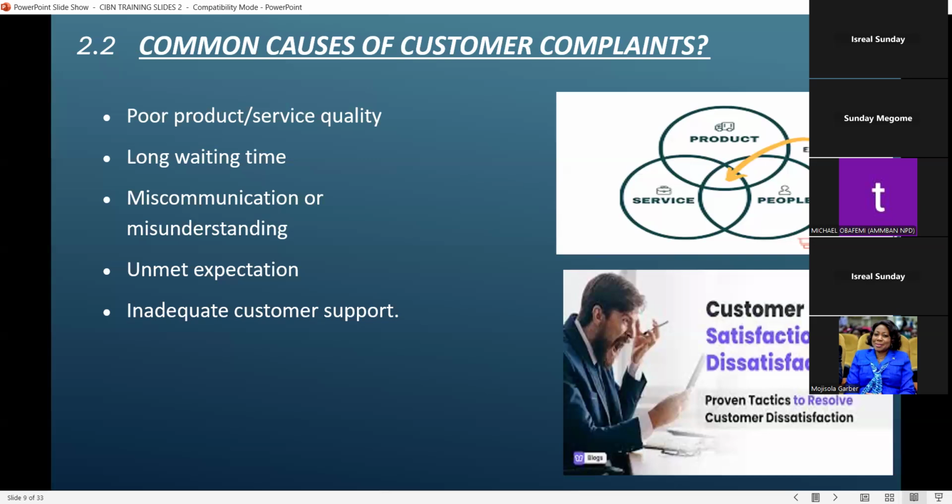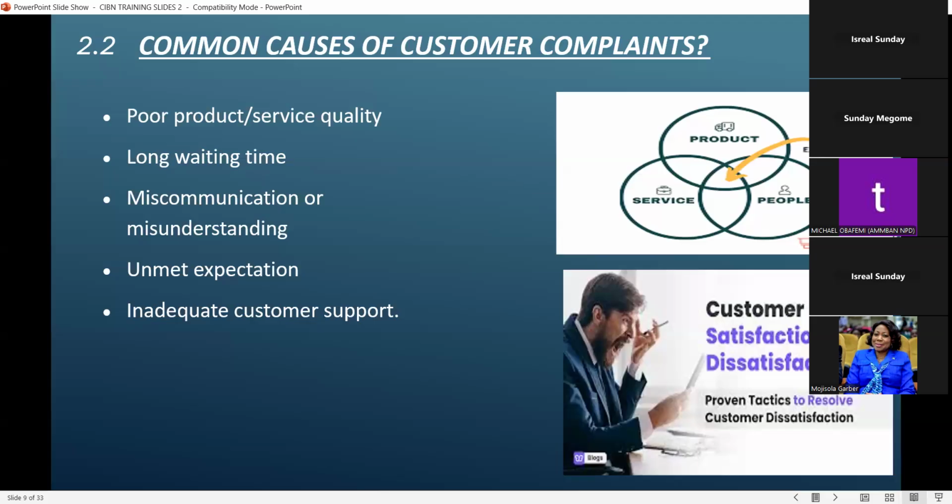Poor service and product quality. Or that place, if I go there, the staff is always insulting. The girl is chewing gum and insulting people. Poor service quality. The person will just quietly go, because he's the owner of his money, he will just go to another person.